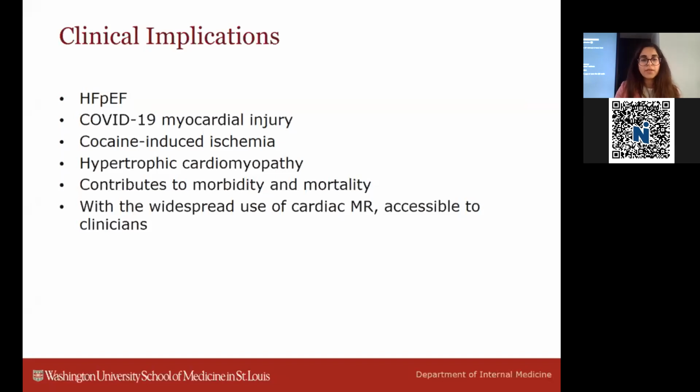And we see the great thing here is that it's not all experimental anymore. Cardiac MR is available at many heart and academic centers. We see that this disease and this diagnosis is now accessible to clinicians and, by extension, accessible to patients.